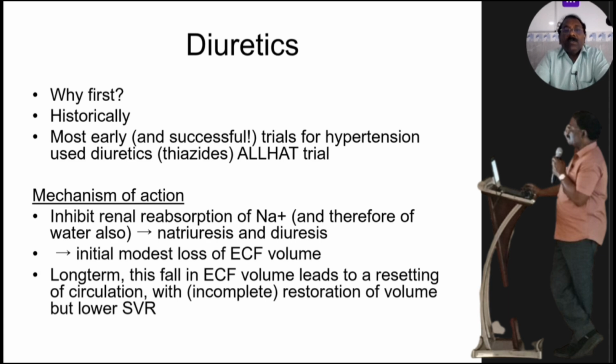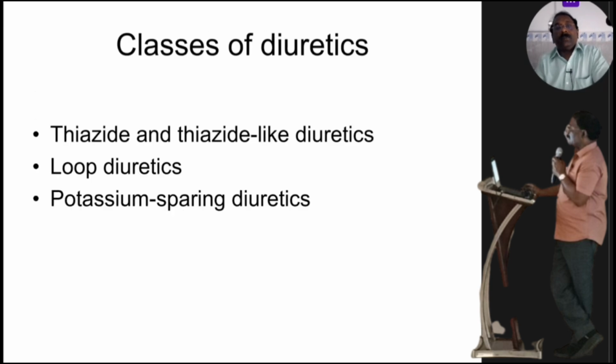So this is the initial modest loss of extracellular fluid volume. In the long term, this fall in the ECF volume leads to a resetting of the circulation with restoration of the volume, but lower SVR. What is SVR? Systemic vascular resistance. So that is the reason for the reduced peripheral vascular resistance. Once it reduces the peripheral vascular resistance, it also acts like a vasodilator, like your calcium channel blockers.